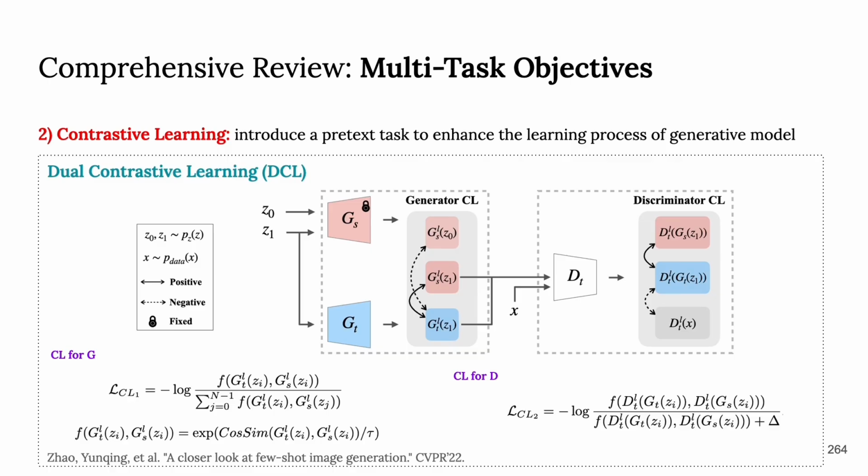We have similar thing for discriminator. In the discriminator, the features of the generated images for the same latent code with source and target generator are used as positive pairs, and the features of the generated sample and real sample are used as negative pair.